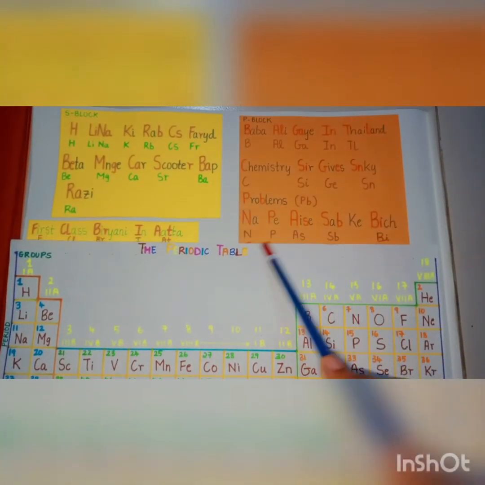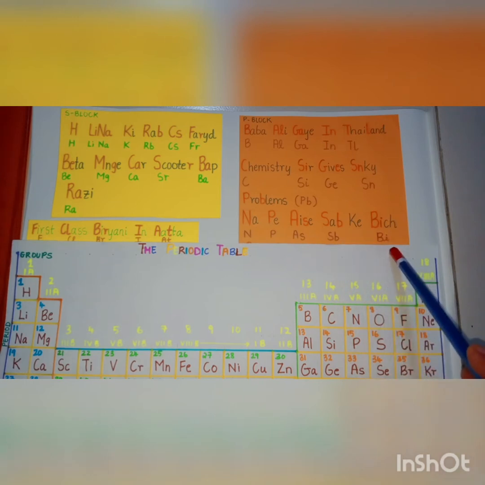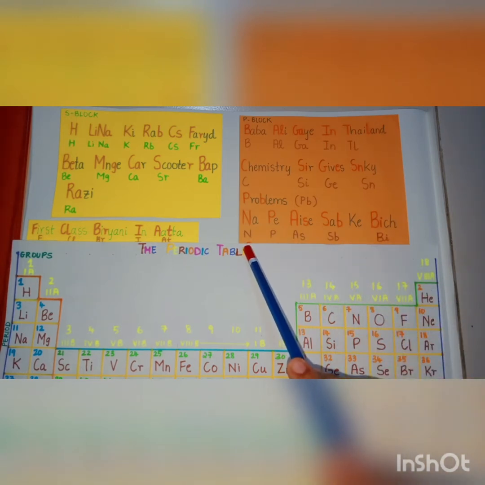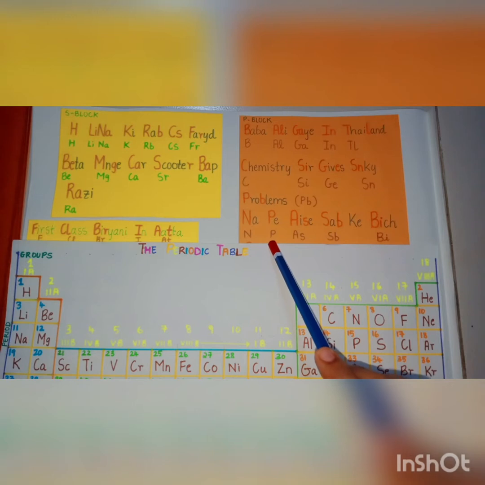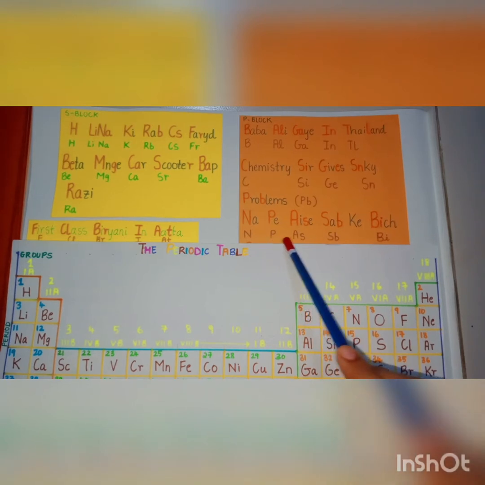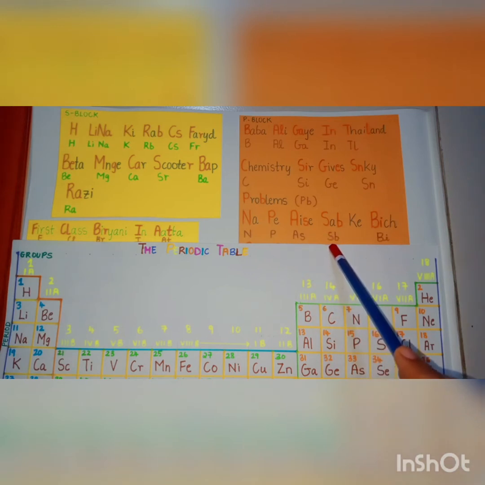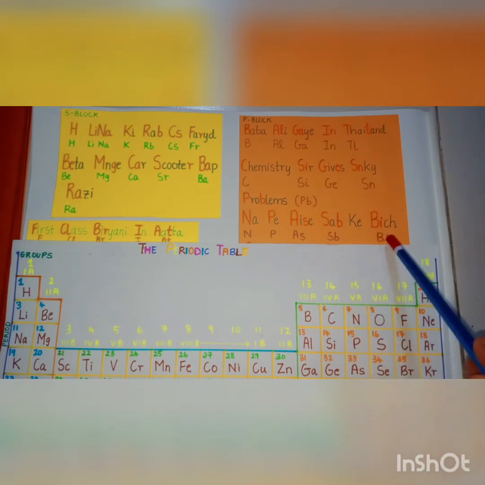So the trick for the nitrogen family is "Na Pe Sa Sub Ke Beach", in which N in Na stands for nitrogen, P in Pe stands for phosphorus, As in Sa stands for arsenic, Sb in Sub stands for antimony, and Bi in Beach stands for bismuth.